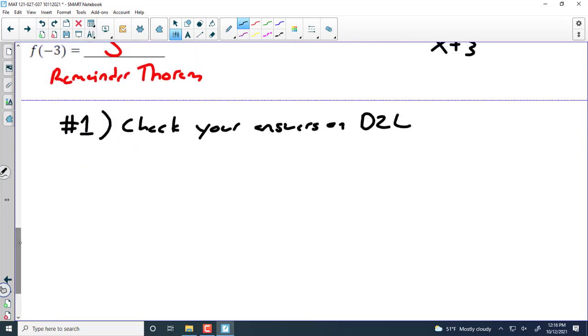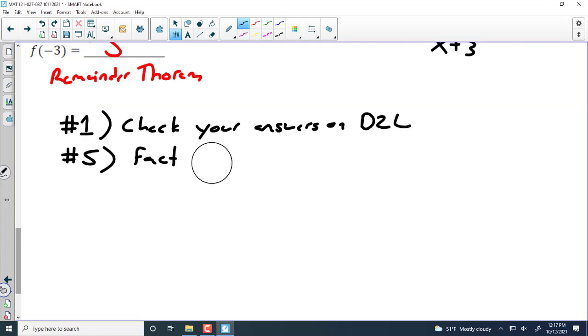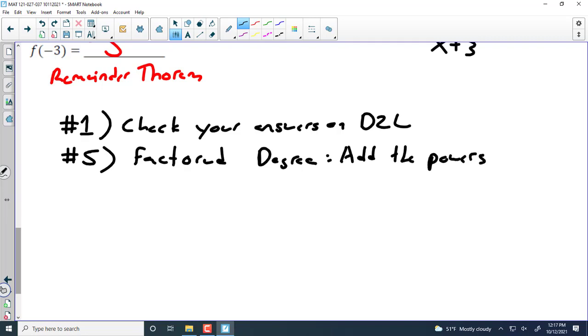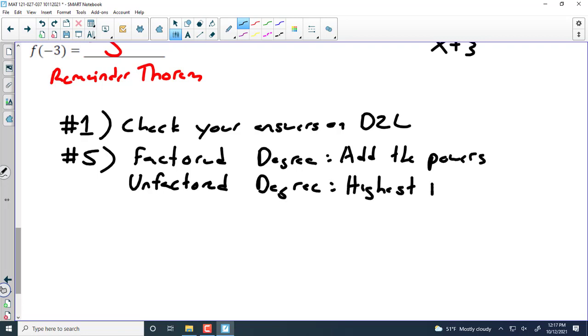Number 5, which I also skipped, make sure that you're doing the right thing for degree. Factored, remember, when it's factored, your degree is you add the powers. If it's unfactored, the degree is the highest power. So it's different how you define the degrees, whether it's factored or unfactored.